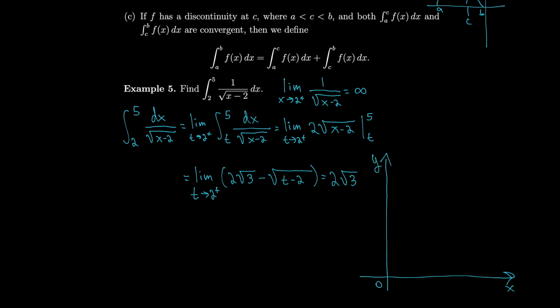So let's say here's 1, 2, 3, 4, and 5. We have a nice vertical asymptote at x equals 2. And then here's our curve. And even though the way I drew it, it doesn't look like it's going all the way down fast enough, it apparently is. We go from 2 to 5. Our y is equal to 1 over the square root of x minus 2, and that means that our area underneath this curve is exactly 2 radical 3.